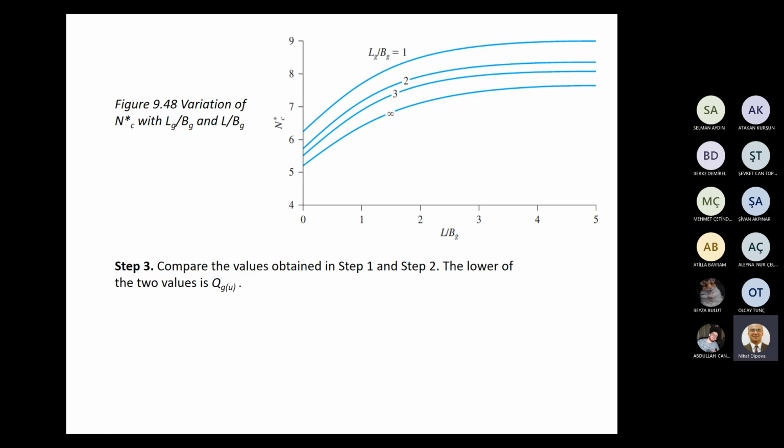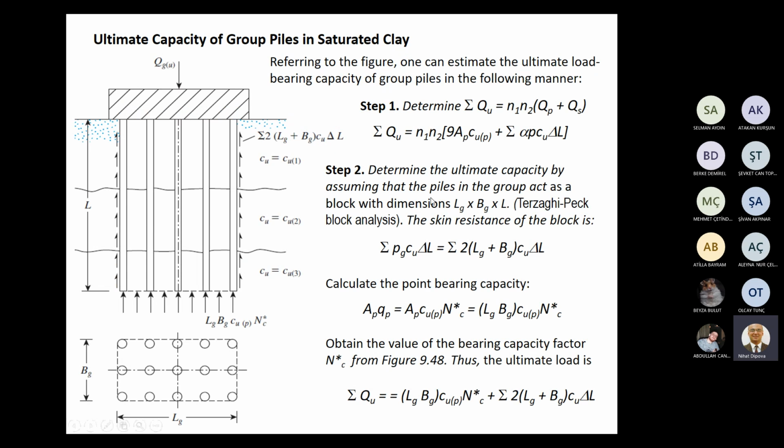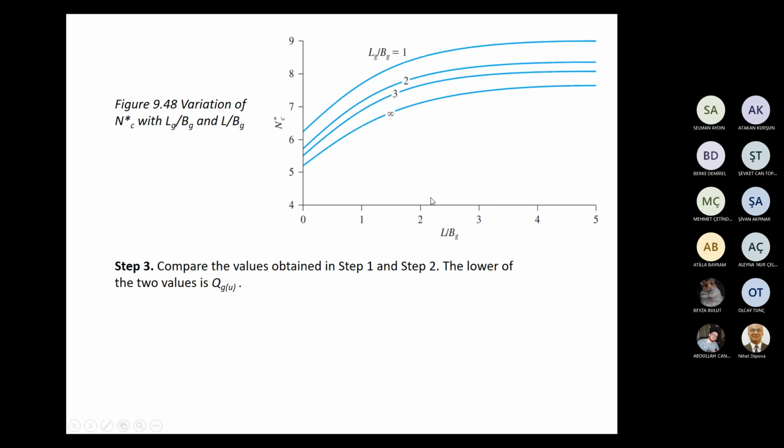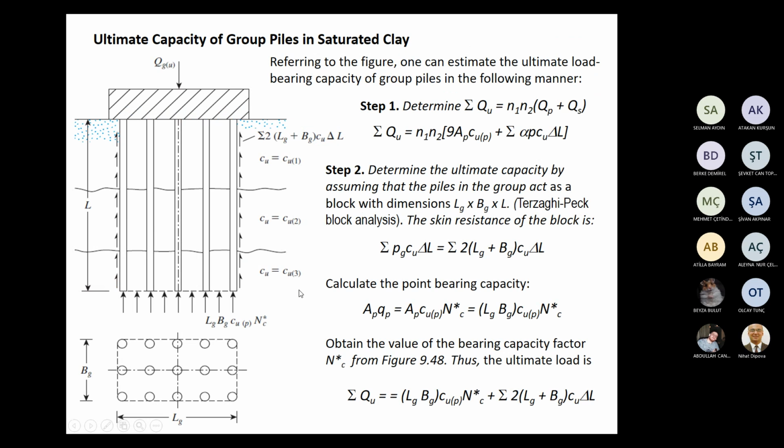In step 3, we will compare the values obtained in step 1 and step 2. So the lower of the two values is taken as the group ultimate capacity. Comparison between step 1 and step 2 will give you the group capacity.